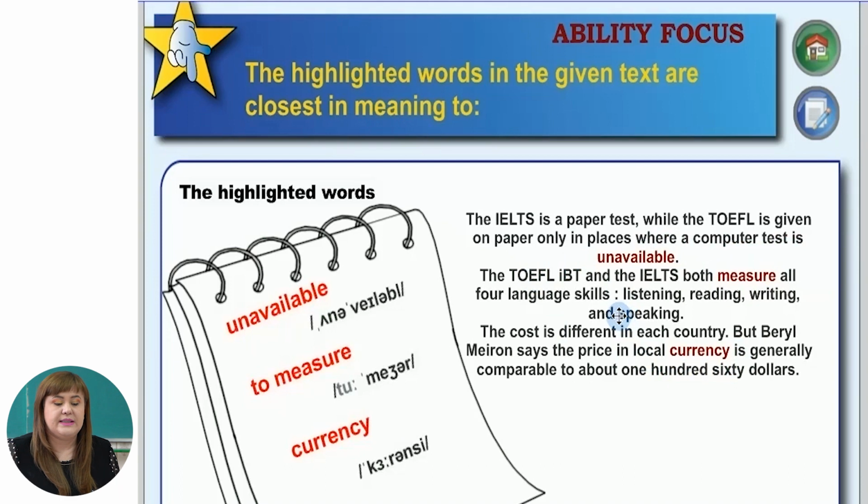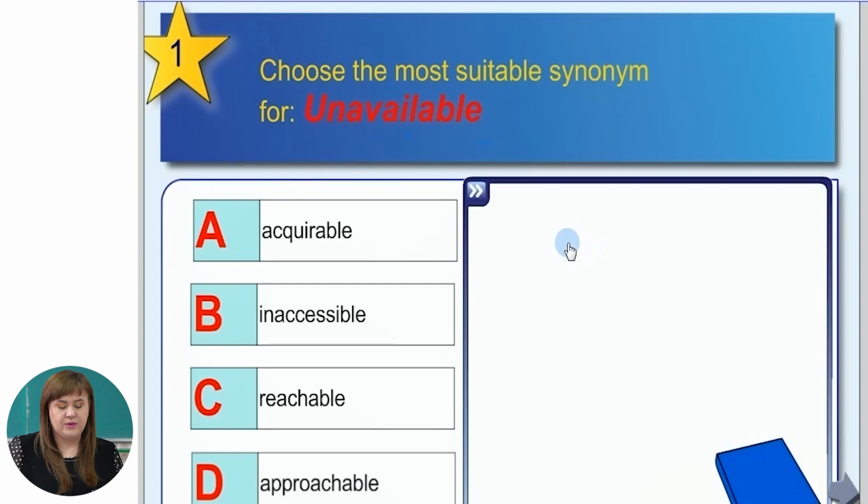The TOEFL IBT and the IELTS both measure all 4 language skills: listening, reading, writing, and speaking. The cost is different in each country, but Bureau Meyran says the price in local currency is generally comparable to about $160. Now, it is time for you to choose the most suitable answer: A, B, C, or D.